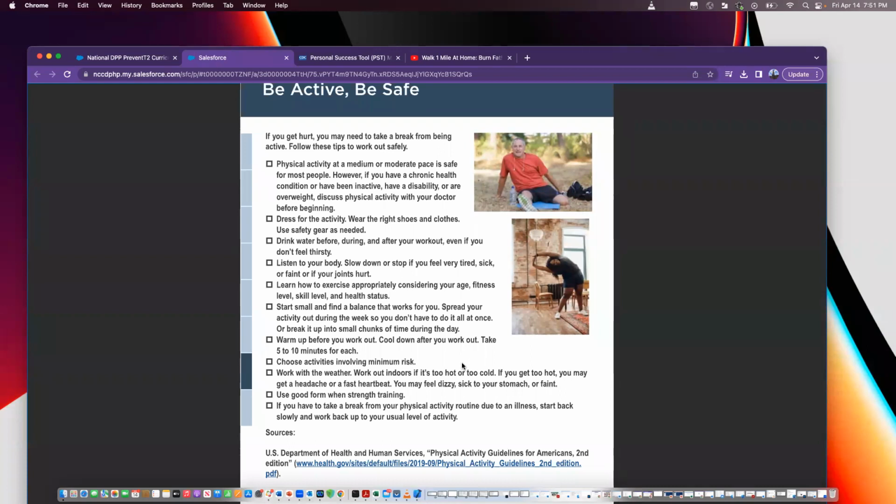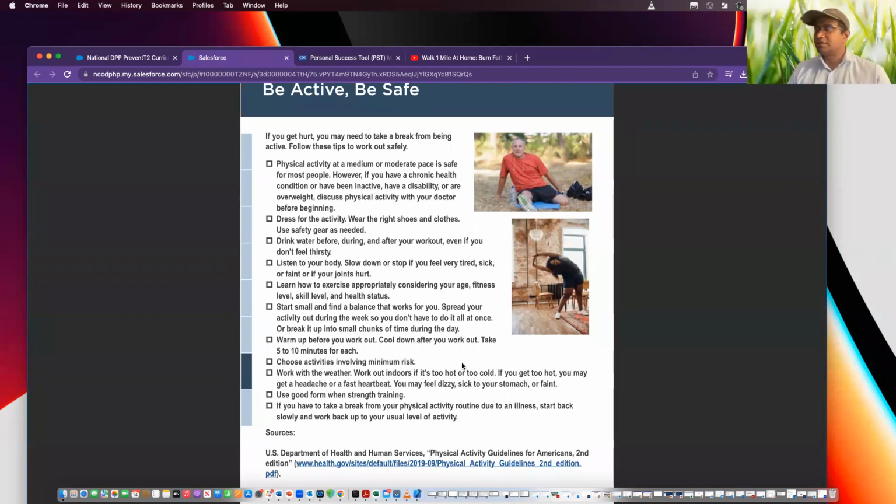As you're just beginning, if you keep an eye out for the weather, that is recommended. Use good form when strength training. And the other point is, if you have to take a break from your physical activity routine due to an illness, start back slowly and work back up to your usual level of activity.